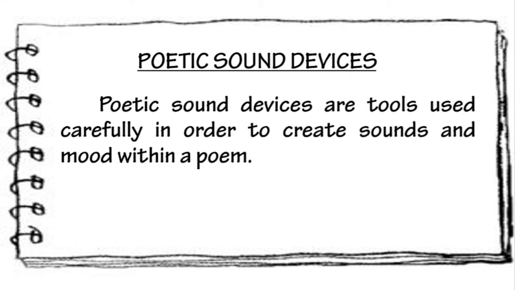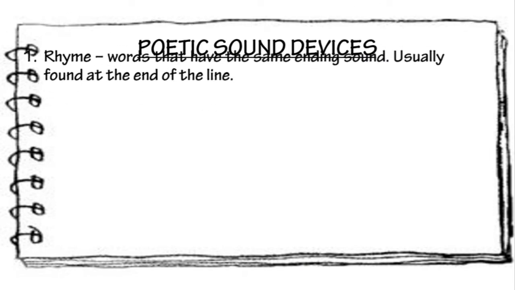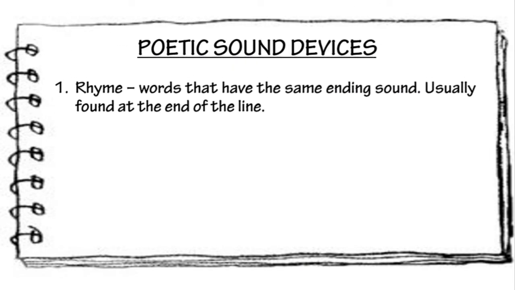Poetic sound devices are tools used carefully in order to create sounds and mood within a poem. These devices can help the reader hear a poem. The way a poet structures their stanzas and chooses their words can bring a poem to life. So we have at least five poetic sound devices. First is rhyme. These are the words that have the same ending sound. It is usually found at the end of the line.